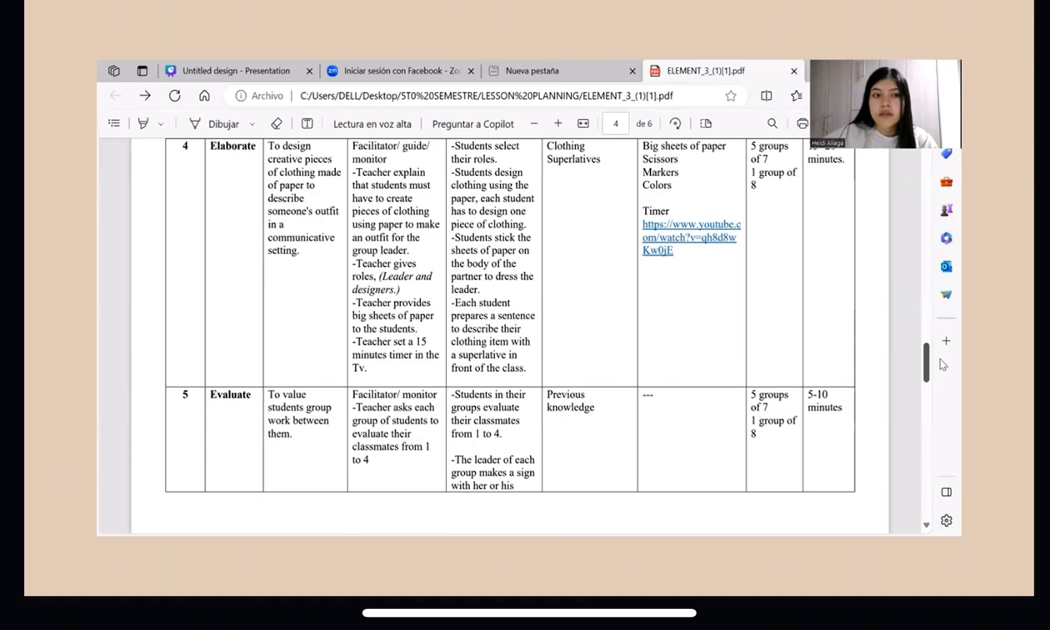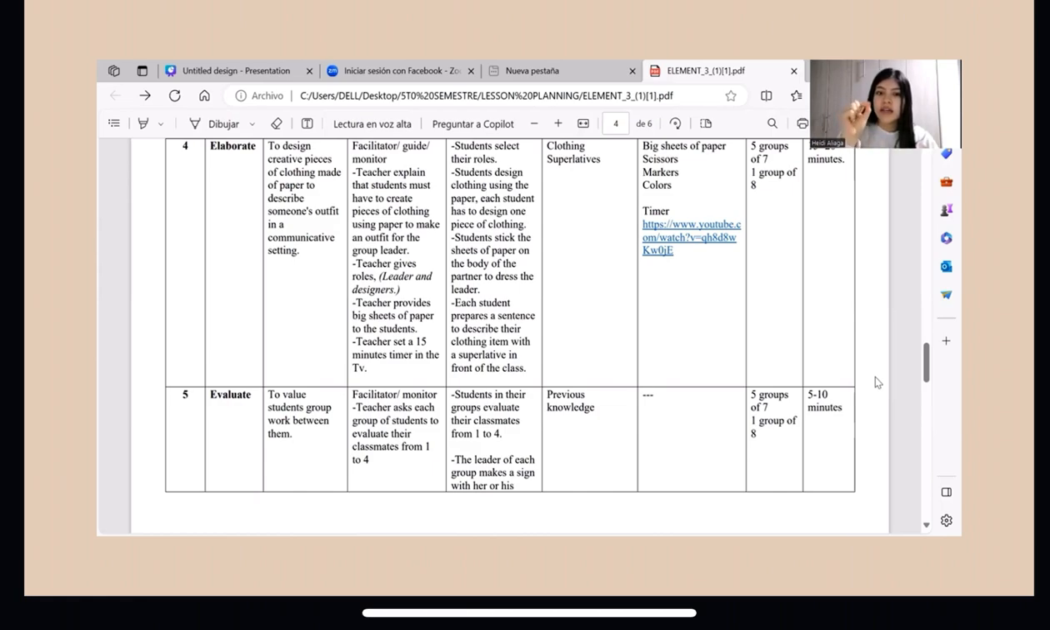Then we have the fourth stage, which is elaborate, and probably this is the most enjoyable part of the whole class, because here the overall aim is to design creative pieces of clothing made of paper to describe someone's outfit in a communicative setting. At the beginning you probably couldn't understand this, but the teacher explains that the students have to create pieces of clothing using paper, newspaper paper. So they have to take a piece, cut it, and, for example, make a globe.